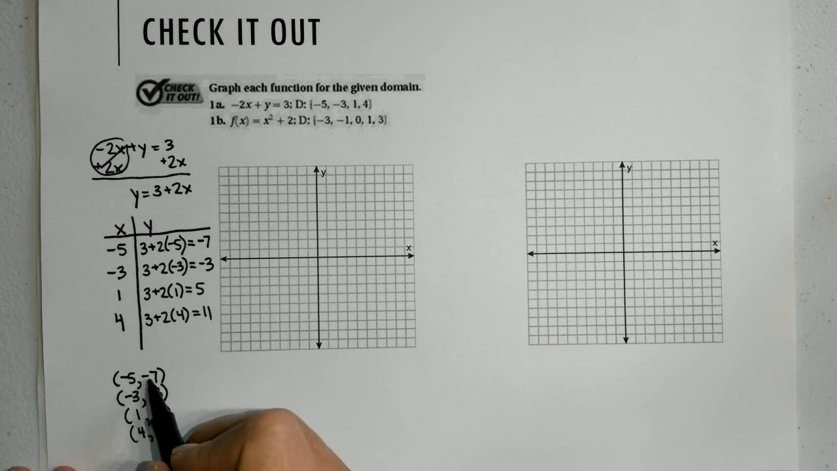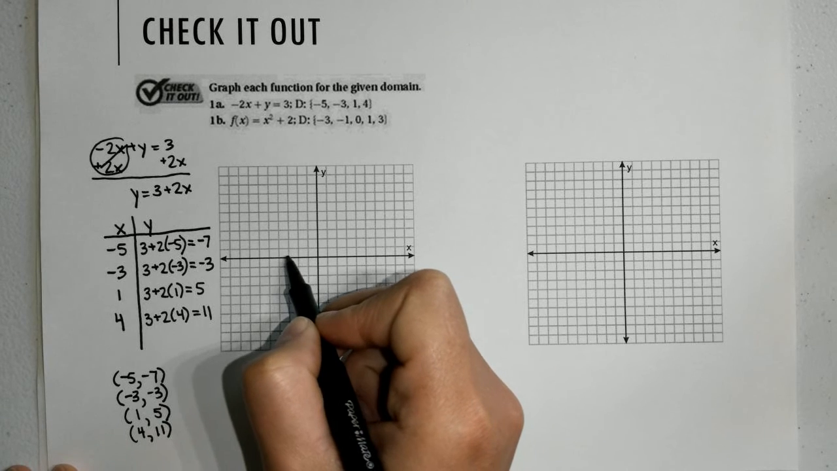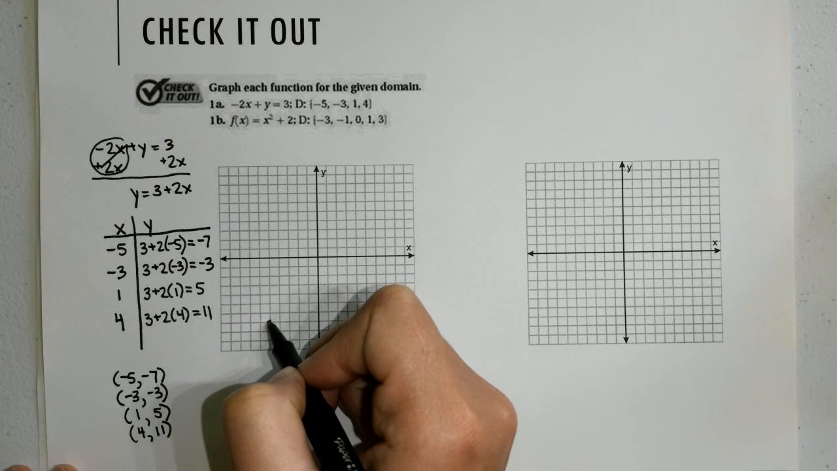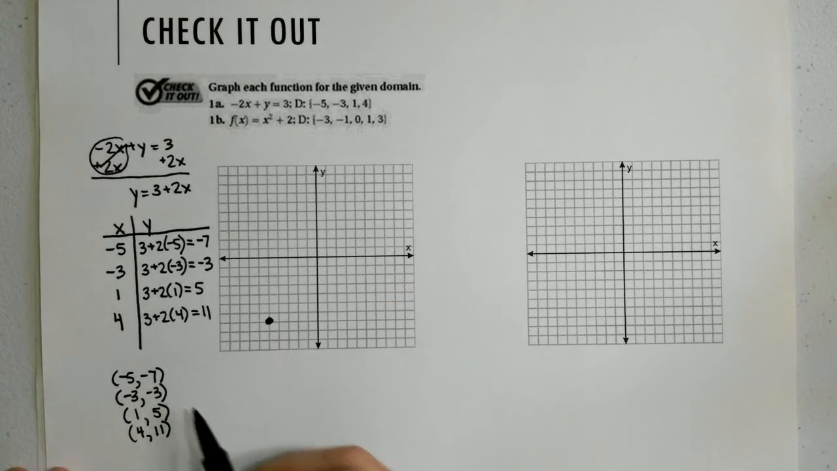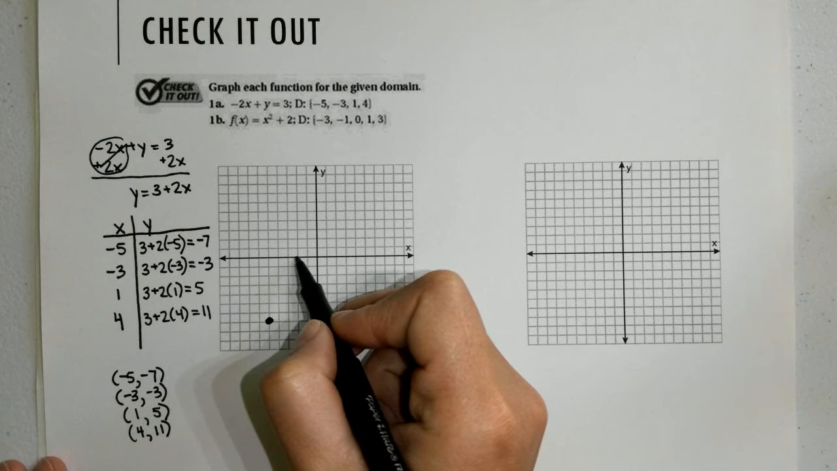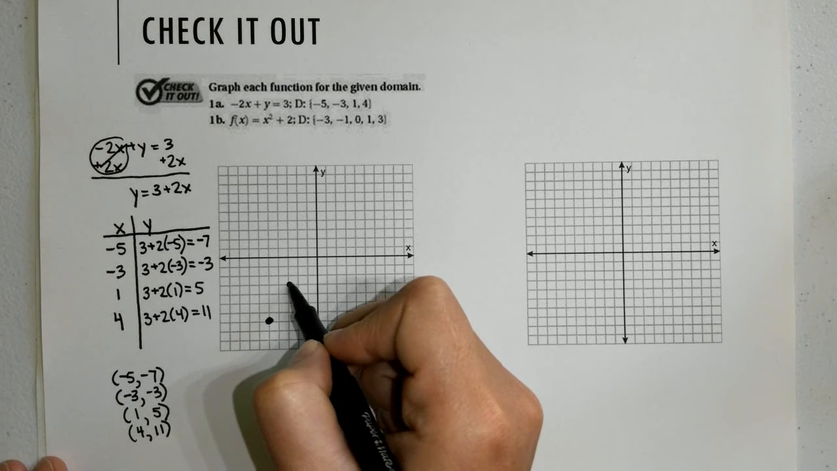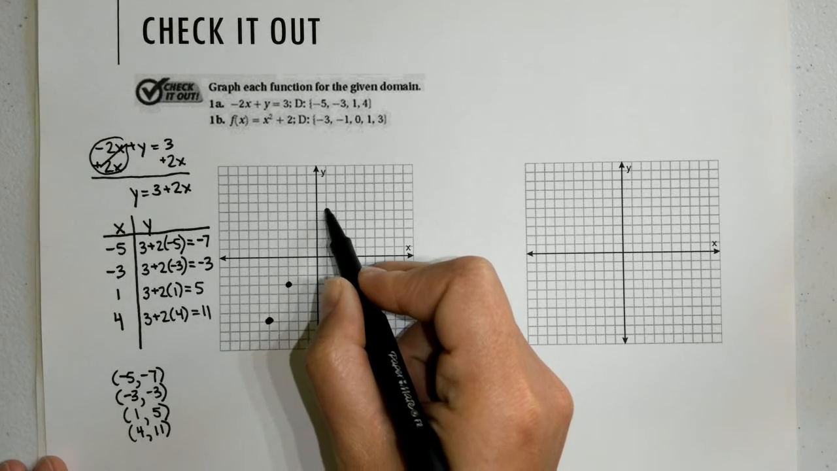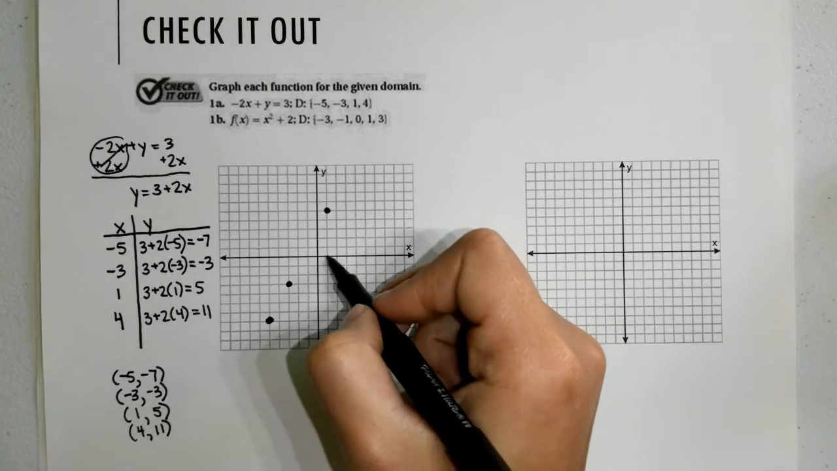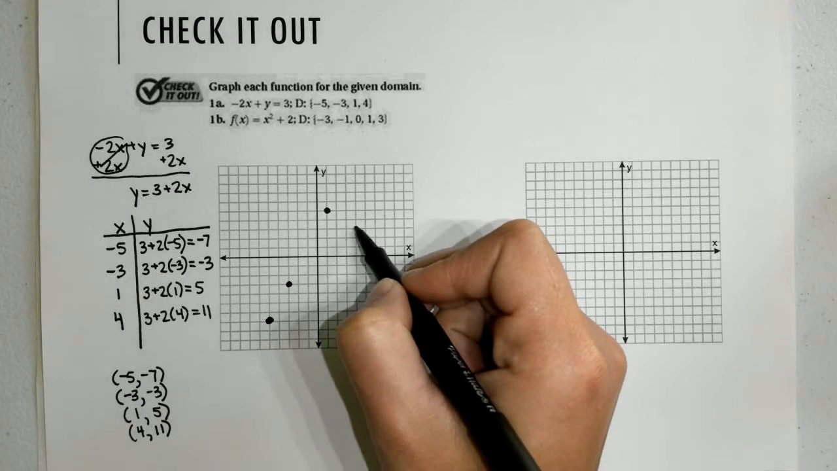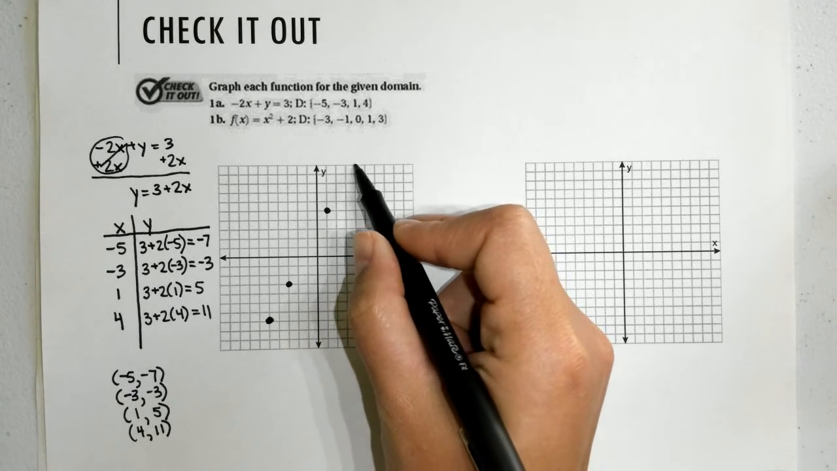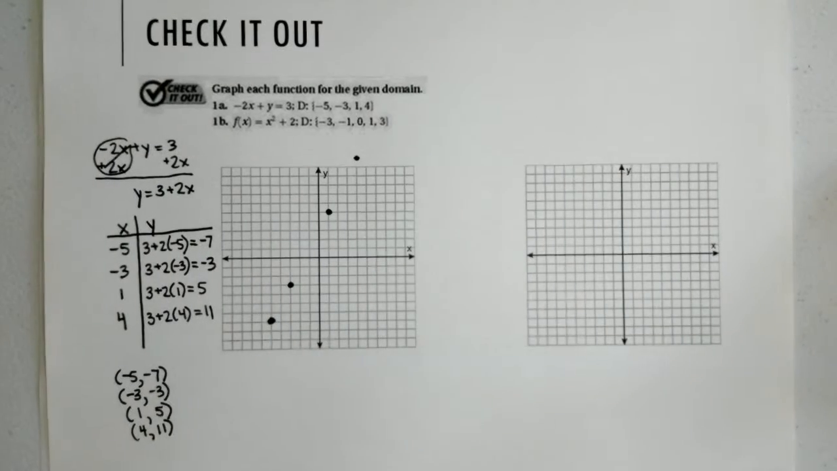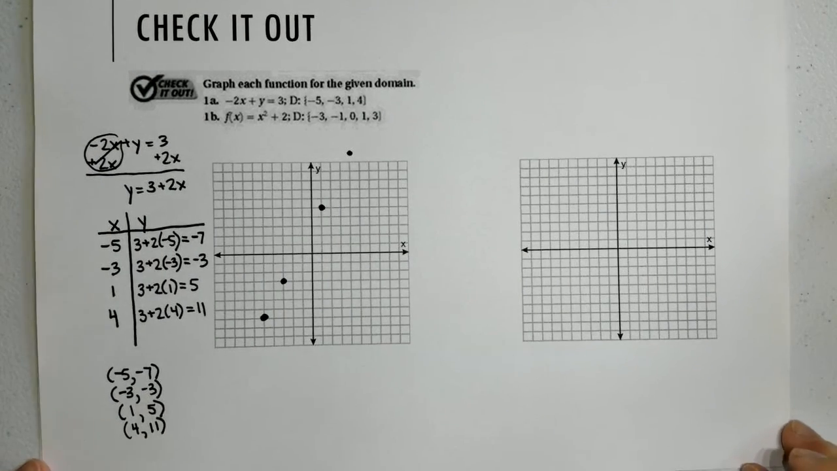So negative 5, negative 7. So left 1, 2, 3, 4, 5. Down 7. 1, 2, 3, 4, 5, 6, 7. So I plot it right there. Negative 3, negative 3. So left 1, 2, 3. Down 1, 2, 3. 1, 5. So right 1, up 1, 2, 3, 4, 5. And then 4, 11. So right 1, 2, 3, 4. Up 1 through 11. This one just goes off the graph a little bit because I only go up to 10. Okay? So that's what your graph for the first one will look like.